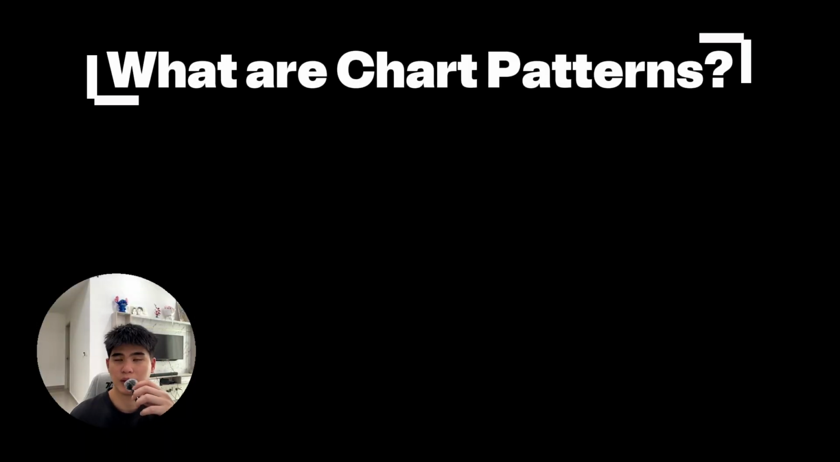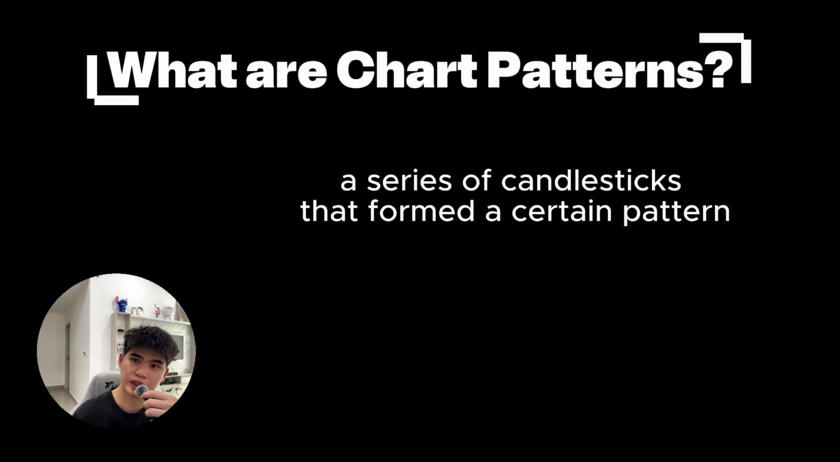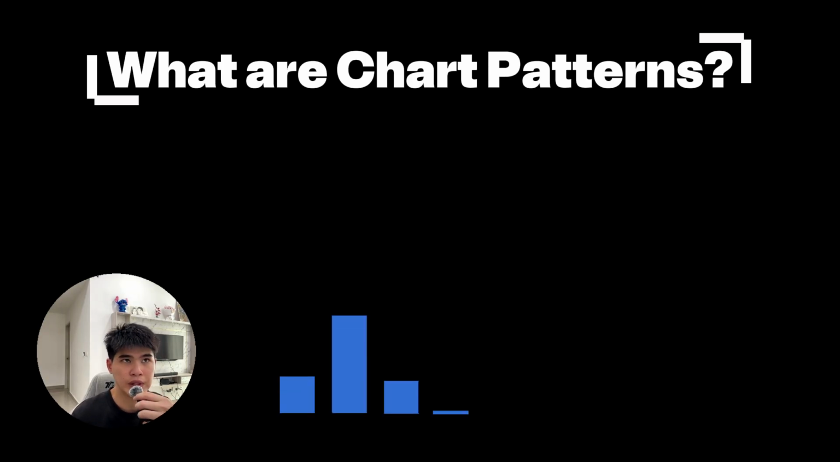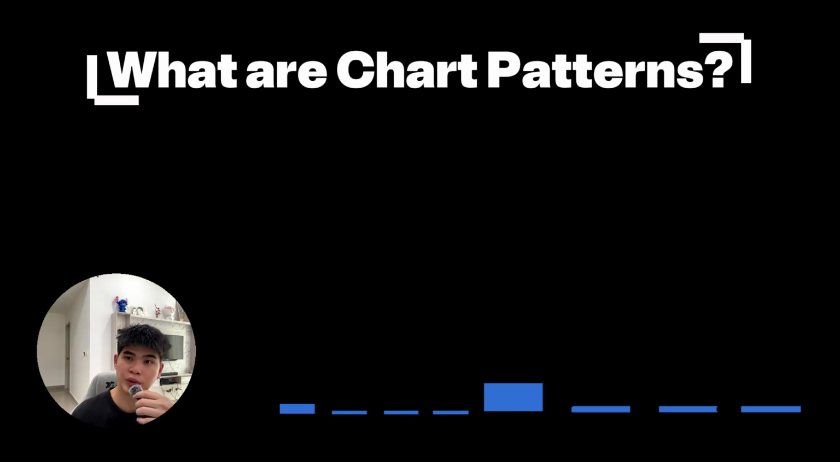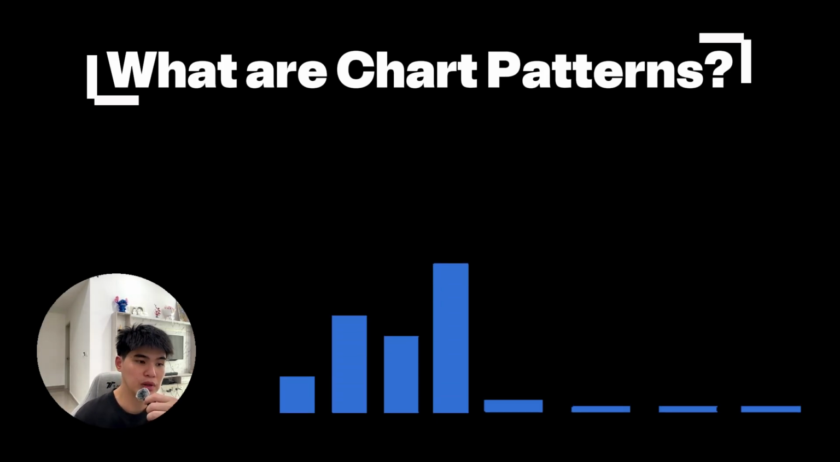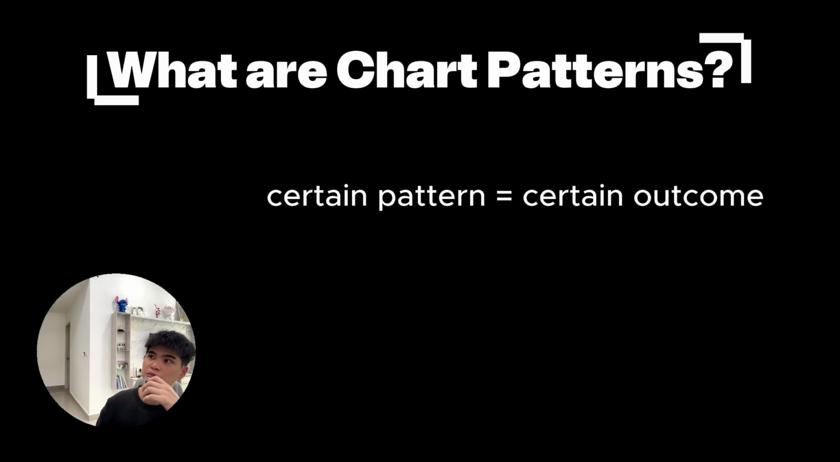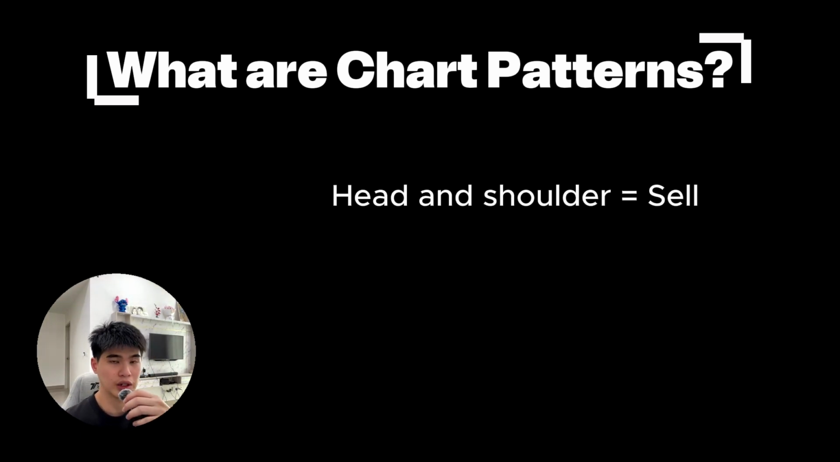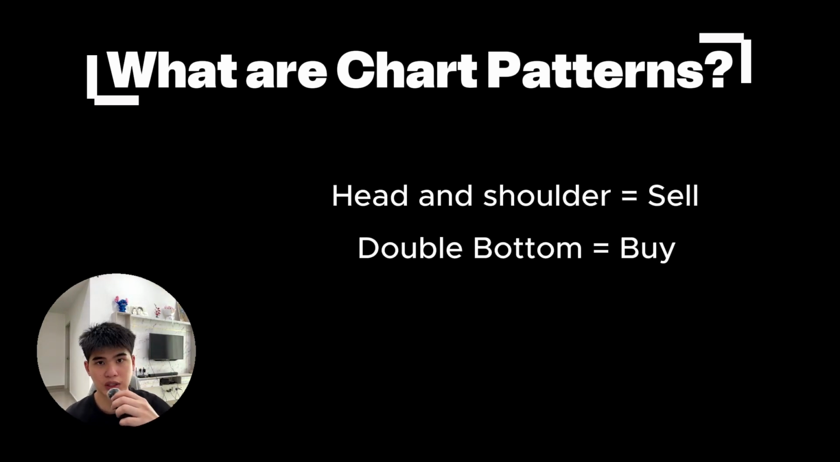Chart patterns are basically a series of candlesticks that form a certain pattern, and these patterns have been observed by people in the past. By observing the repetitive patterns, people concluded that certain patterns mean certain things. For example, when we see head and shoulders, get ready to go for a sell, and when we see a double bottom, we are getting ready to go for a buy.